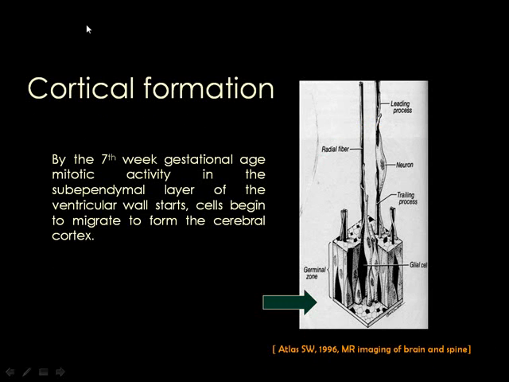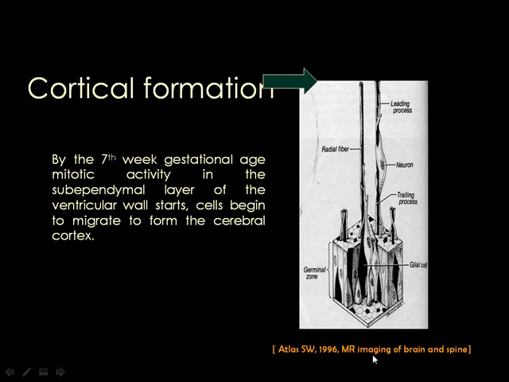Then what do we mean by cortical formation? By the 7th week of gestational age, there is mitotic activity of the subependymal layer in the wall of the ventricle. Let us say that this is the wall of the ventricle, and there is mitotic activity of the cells in it. These cells will start to migrate upon what are known as the radial fibers to form the cerebral cortex. This migration can be stopped at any phase, either here, during migration, or in the final stage.